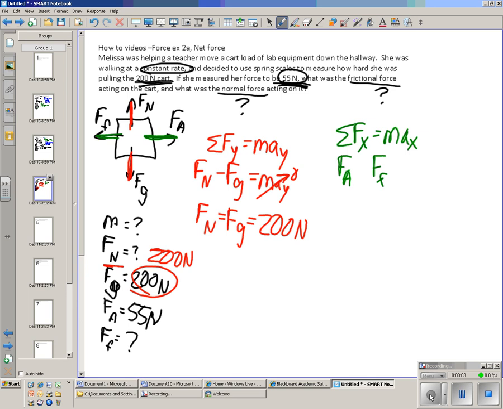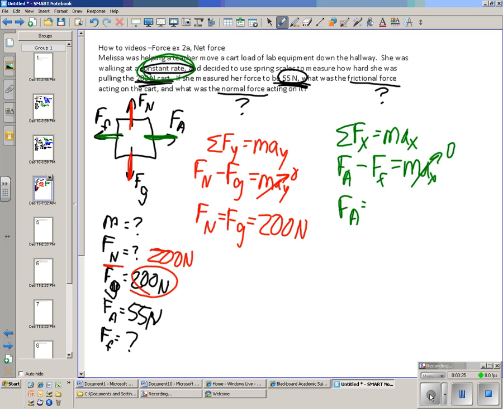Now, I had decided them that way, but I usually say that friction is going to be a negative force because it is opposite of the direction of motion. So that equals mass times acceleration. Now, is it accelerating on the x-axis? Well, we already pointed out that it is going at a constant rate. So that means the acceleration is 0.